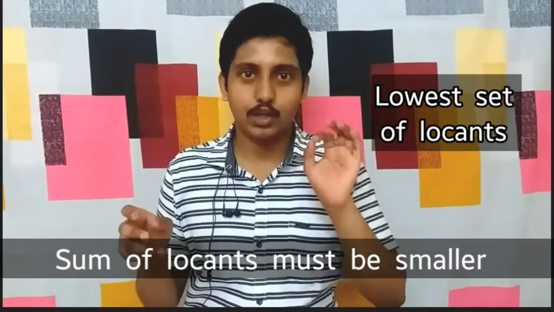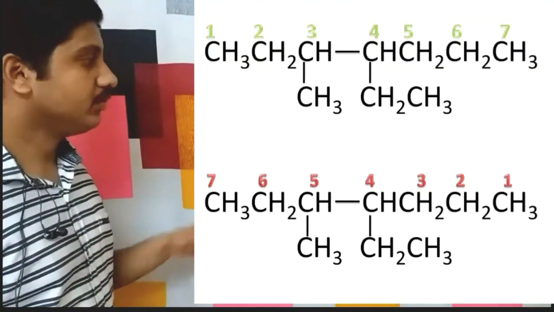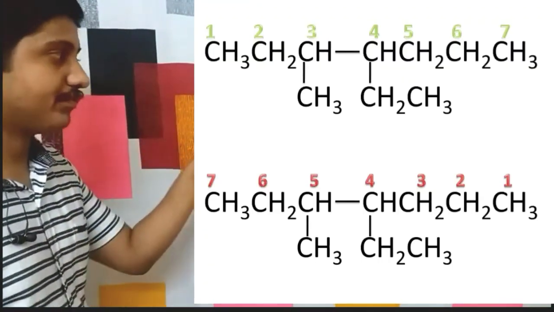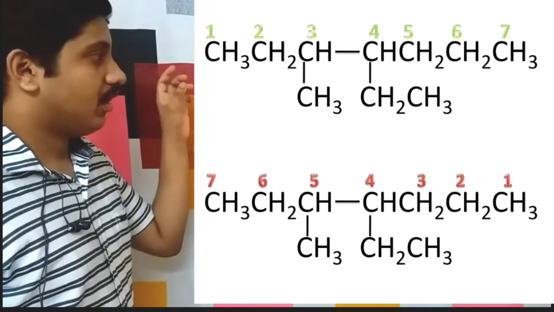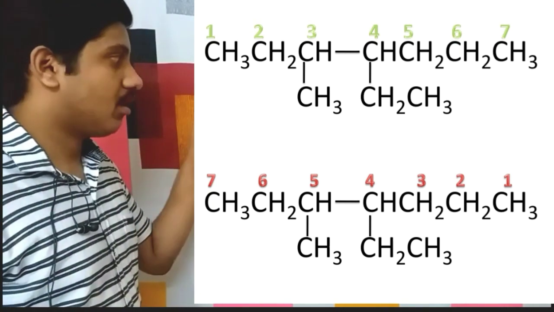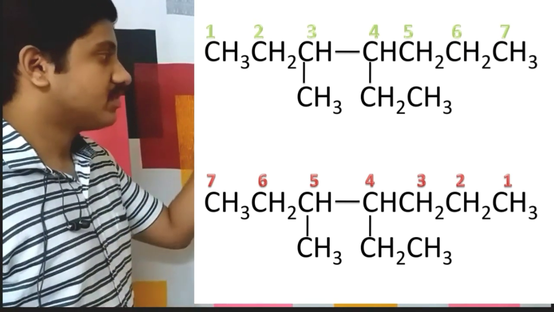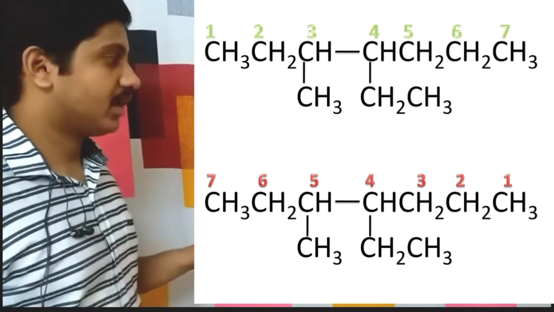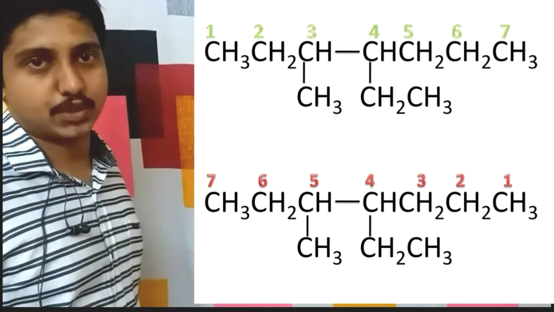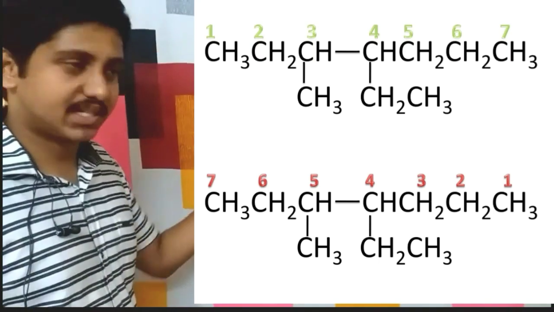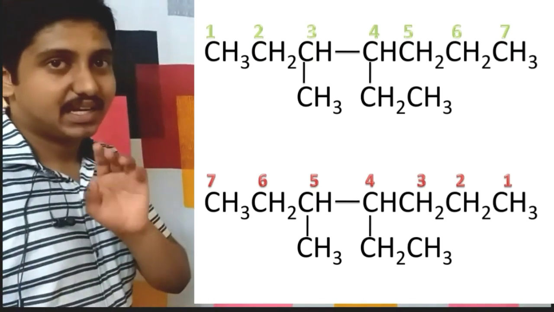That is according to the lowest locant rule. I will make it clear by using a small example. Let's go to our previous compound. Here you can see that in one way of numbering, the branchings are at the 3rd and 4th positions, while in the other at the 4th and 5th positions. So 3 plus 4 is 7 and 4 plus 5 is 9.